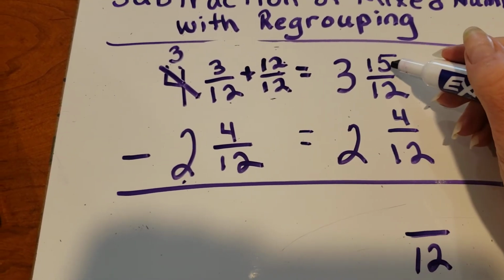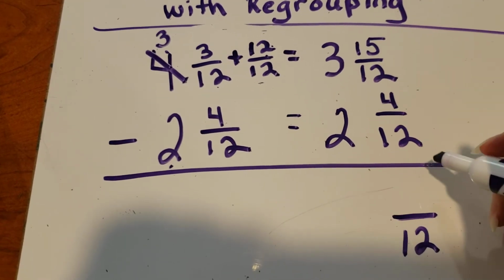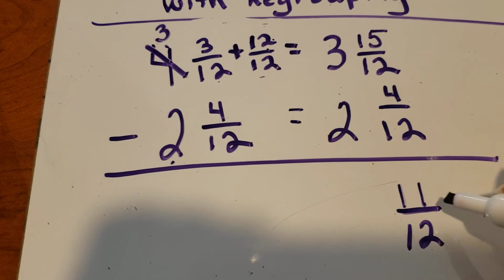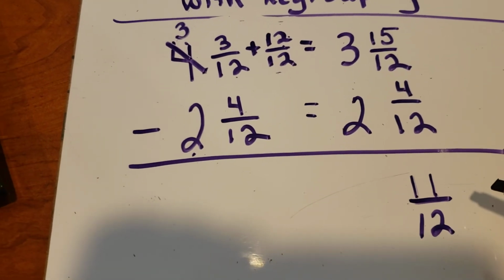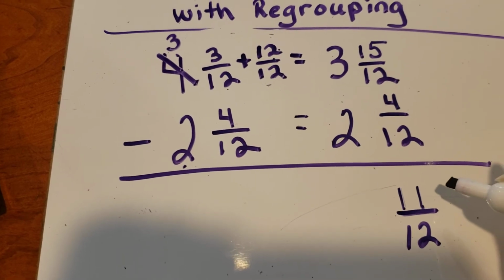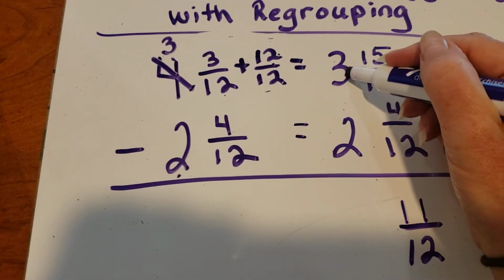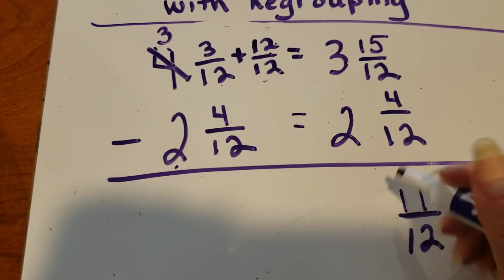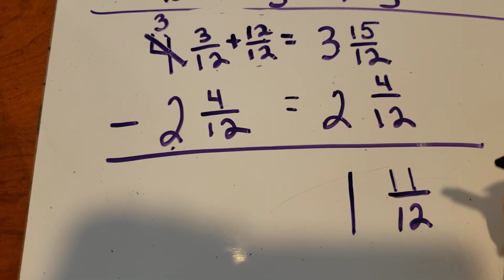And I know 15 minus 4, 5 minus 4 is 1, and then I'm bringing my 10 down. So 11/12 is my fraction part of that answer. Do not forget your whole numbers. You need to go back and make sure you subtract your whole numbers as well. 3 minus 2 is 1.